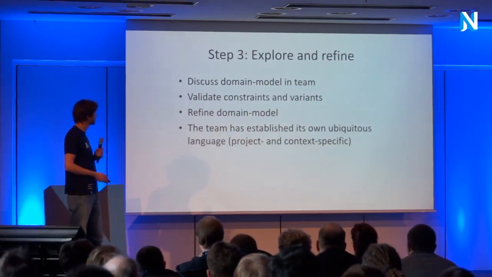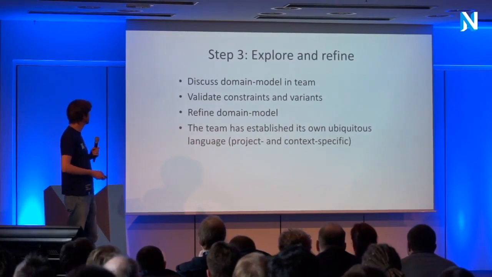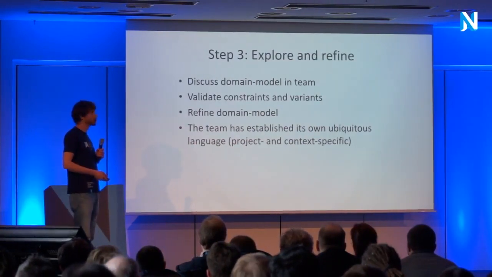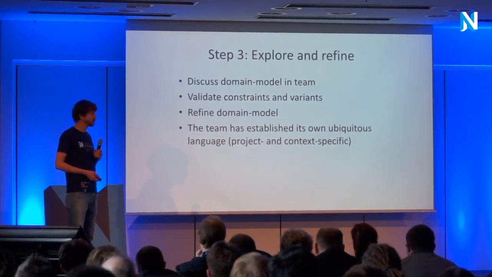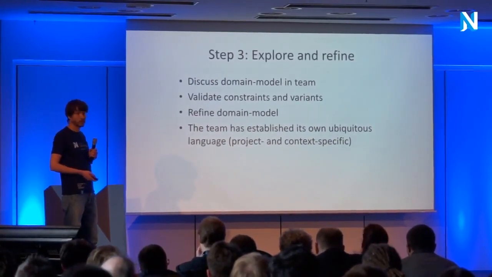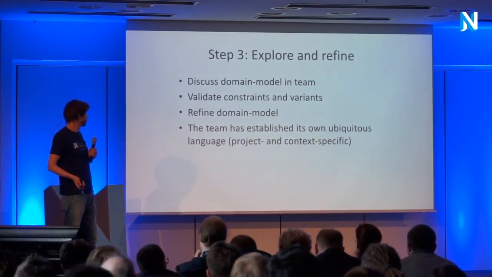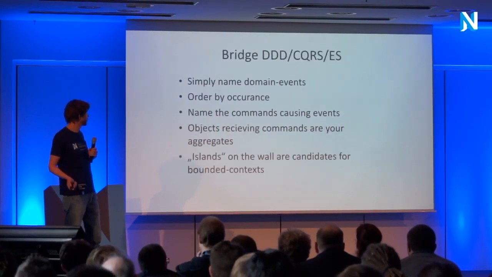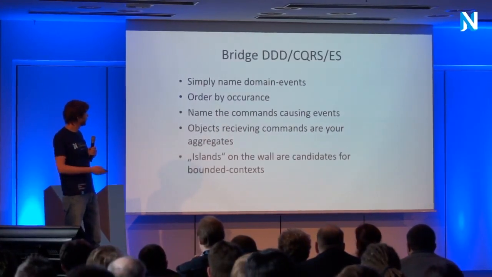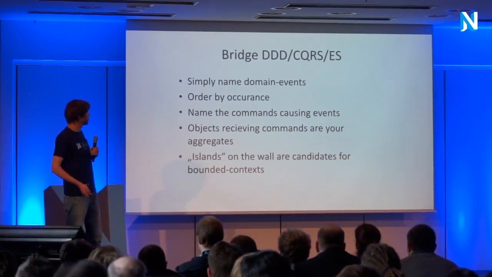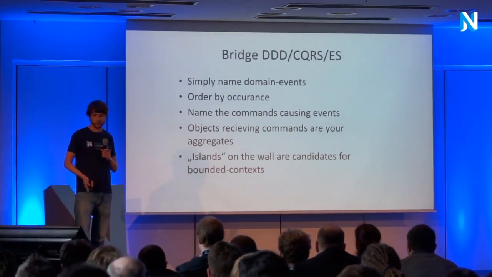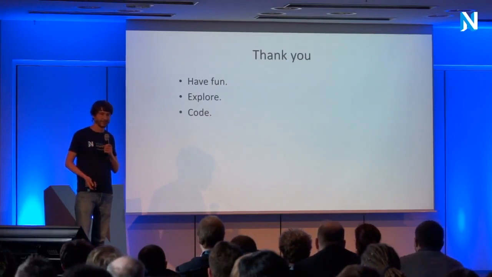Usually it's step four, but just a typo. We just iterate over this process. We discuss our domain model in team. We will validate the constraints and the invariants there. Then we refine our domain model, and the team has now established its ubiquitous language. So yeah, there you have the bridge between DDD, CQRS, and event sourcing. Thank you for listening.